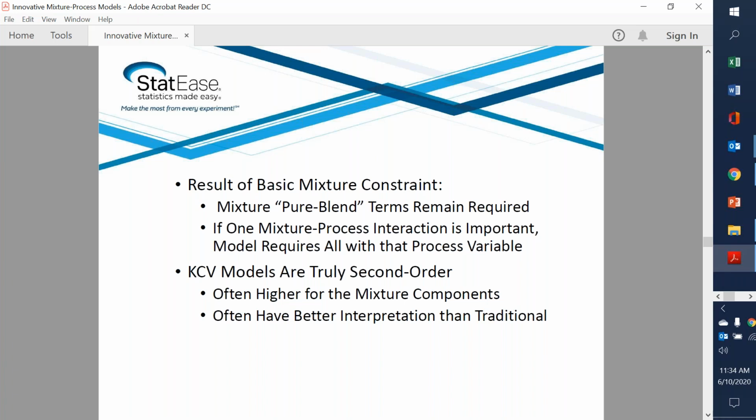Once again, the KCV models are truly second order. They can be higher for the mixture components. That special cubic term is very popular. One of the nice things about this is it has better interpretation than the traditional Scheffé models. Pat likes it because it combines some of the nice features of dealing with the ratios of the mixture components from the modeling perspective, but it gives better use of the design region.